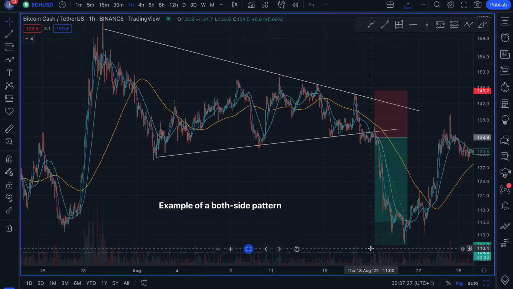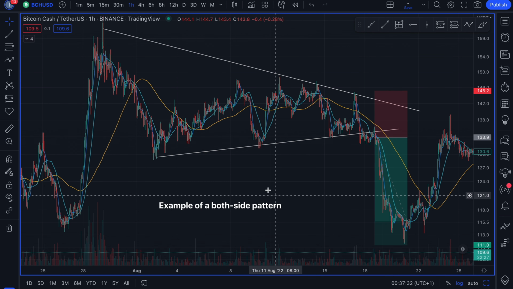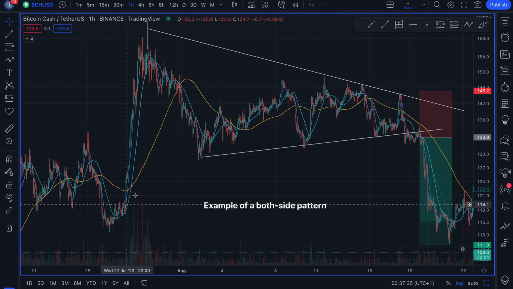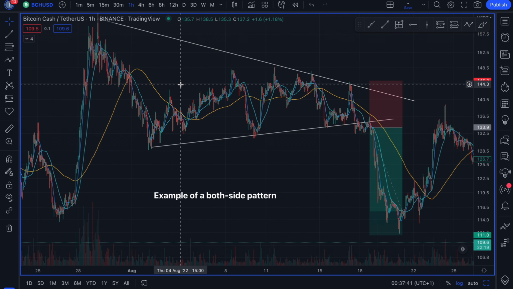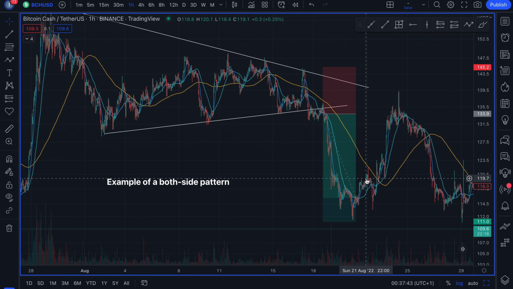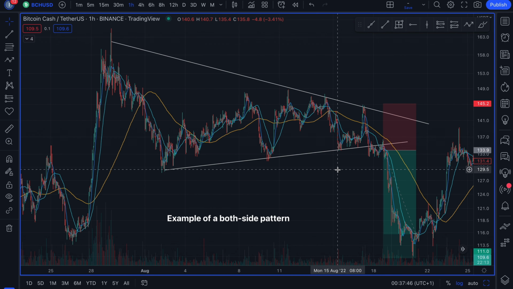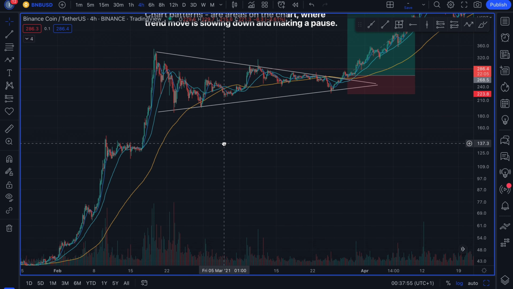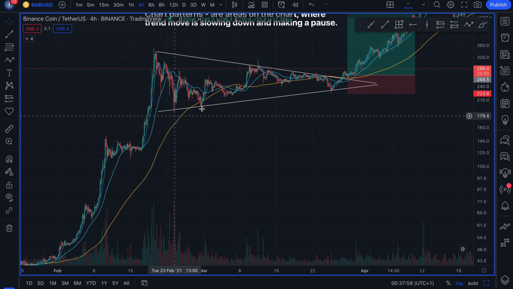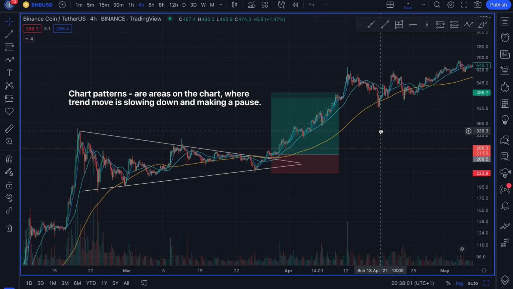And the third type is patterns which can work in both directions. For example, this triangle which we see. Here we had an uptrend, then a sort of consolidation, so a pattern, and then we have a downtrend. In this particular situation, this pattern was working like a reversal pattern, but the same triangle here was working as a continuation pattern. It was an uptrend, then the pattern, and then an uptrend again. So we might say that these kinds of patterns work in both directions.